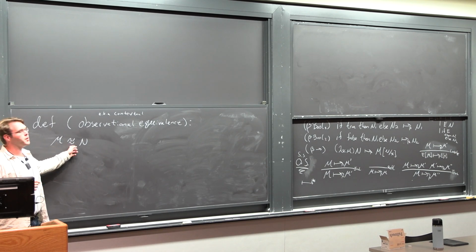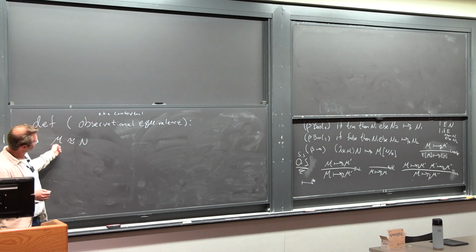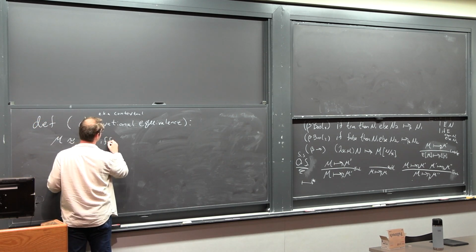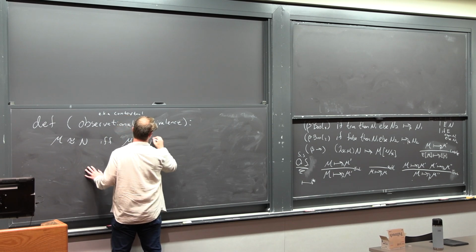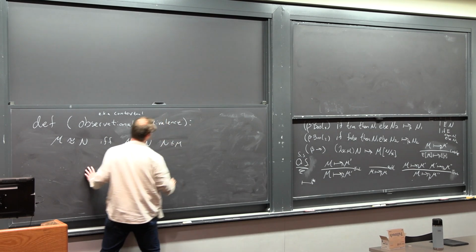Right, so I'll use the approximation squiggly equals signs. So when is this the case? M is contextually equivalent to N if and only if M approximates N and N approximates M. I'm kind of cheating right now.